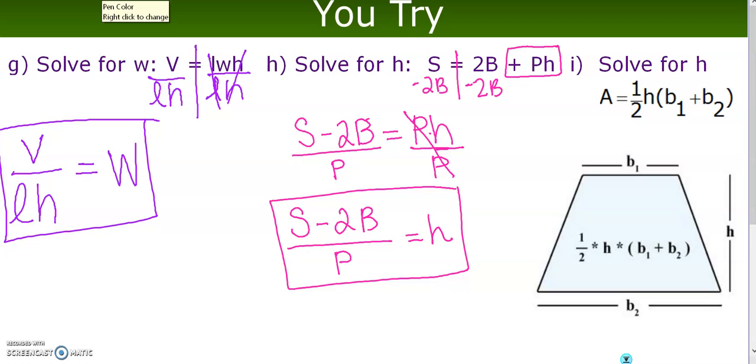Our next one says solve for H, so it's again height. And this is for the area of a trapezoid, and I have the image of a trapezoid here. B1, the 1 stands for base 1. That happens to be at the top. B2 stands for base 2. Those are bases, they're parallel to each other. The H is the height, the distance between these two parallel bases. So we have area equals 1/2 height, parentheses, base 1 plus base 2. It says solve for H.